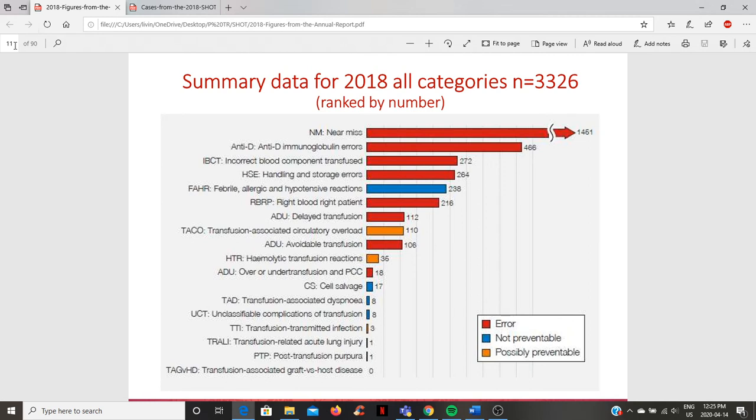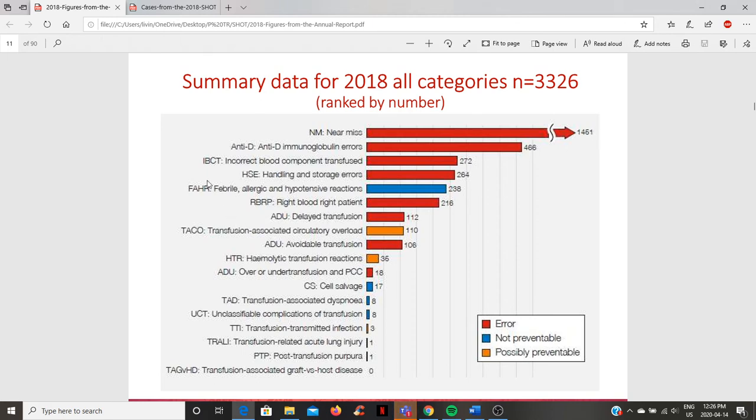A summary of the data for all the different categories. What they do with all of these reports is categorize them into different groups. So the very top one here, near misses: 1461. Out of that 3,300 they're tracking here, 1461 were near misses. That's good in a way, because they weren't causing incompatible transfusions. But those are really good learning opportunities.